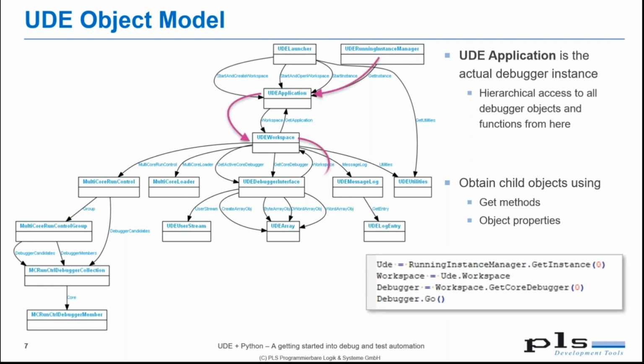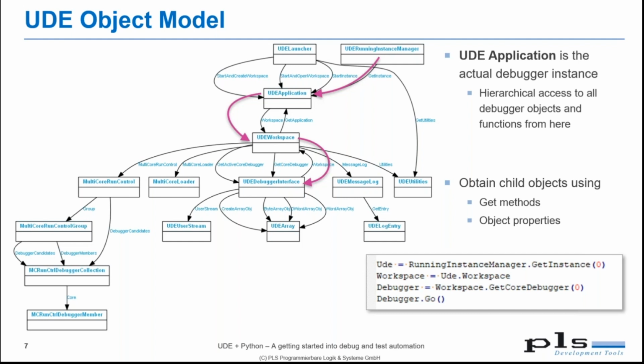So this is illustrated in this little 4-line Python code here. We're starting from a running UDE. We use the running instance manager, use the get instance method to get the application object. And then from the application object, we use the workspace property to get a workspace.